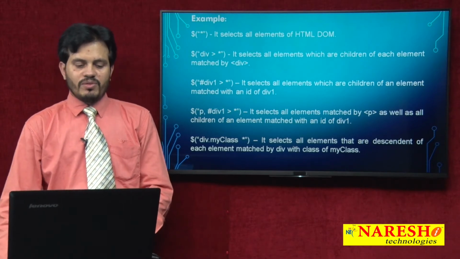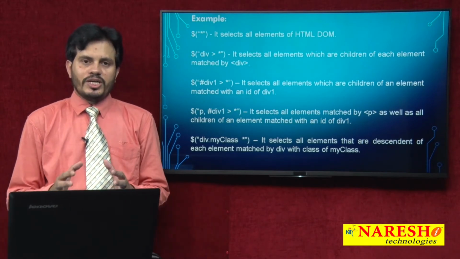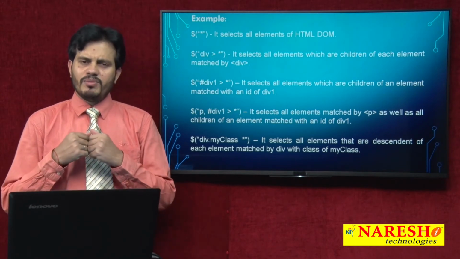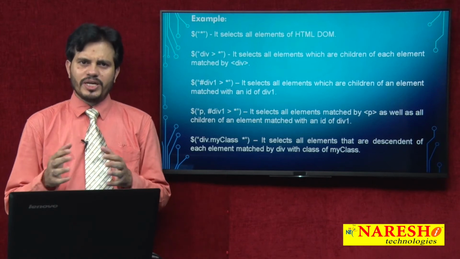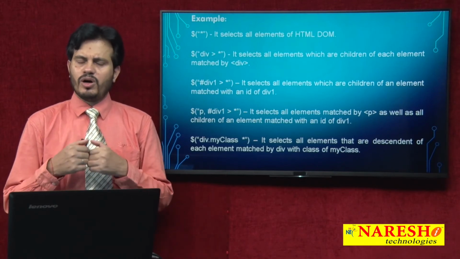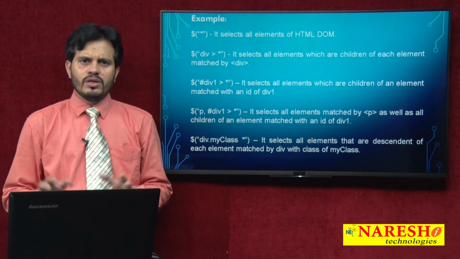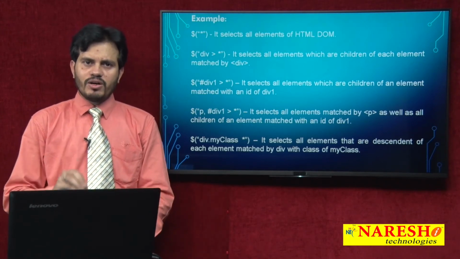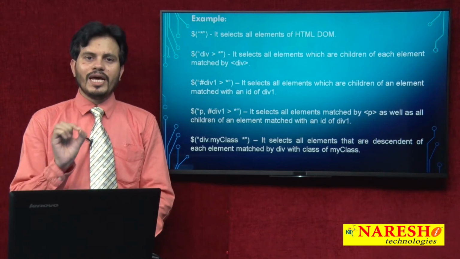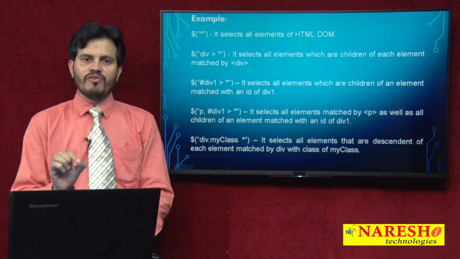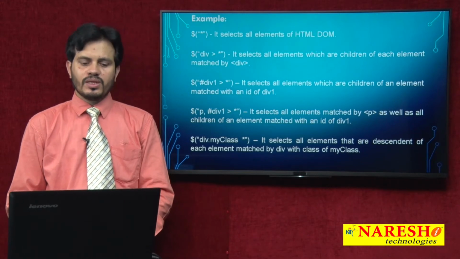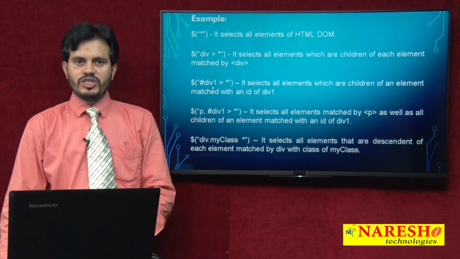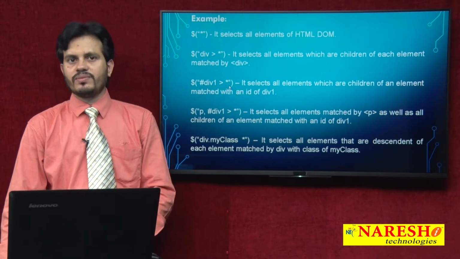You may have another requirement: I want to select all the children elements, and it does not matter whether those elements are paragraphs, span tags, input elements, unordered lists or ordered lists. Any HTML elements, meaning all the HTML elements which are children of one specific element with a specified ID. So in this example, look at what I am using: dollar of hash div1, angle bracket, star means what?